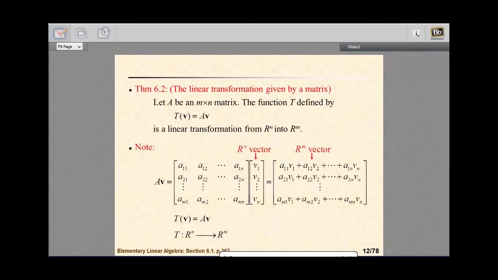So now let's proceed. A linear transformation given by a matrix. How can we represent a matrix? Let A be an m cross n matrix. The function T is defined by transformation of v is equal to Av, which is a linear transformation from Rn to Rm. So here the matrix A is given, and these are the vectors, so Rm vectors. In this way we can write that.